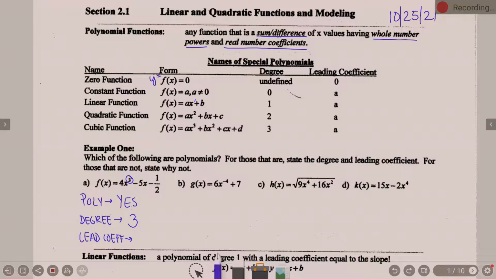I can't remember if homework wants numbers or names, but it's degree 3 or it's a cubic. What about leading coefficient? 4. So the coefficient of that highest power leaves me a leading coefficient of 4.